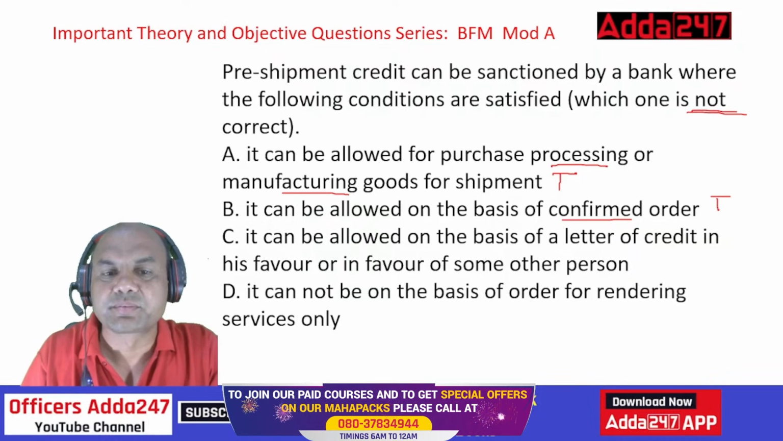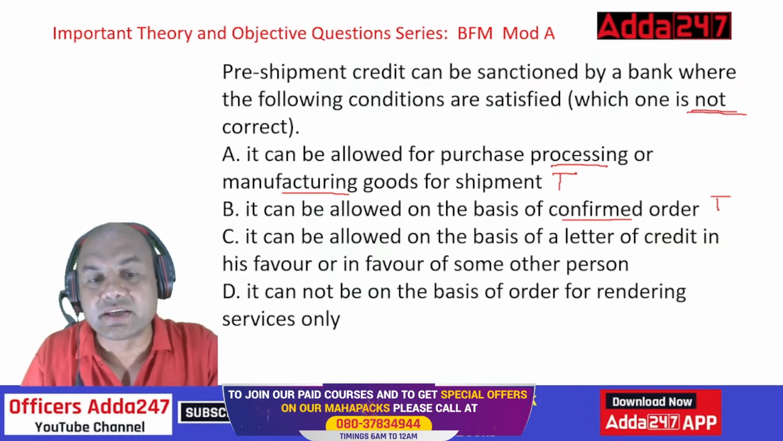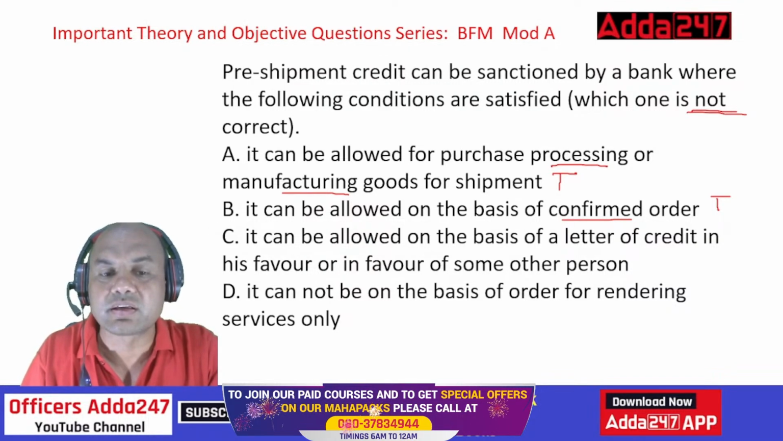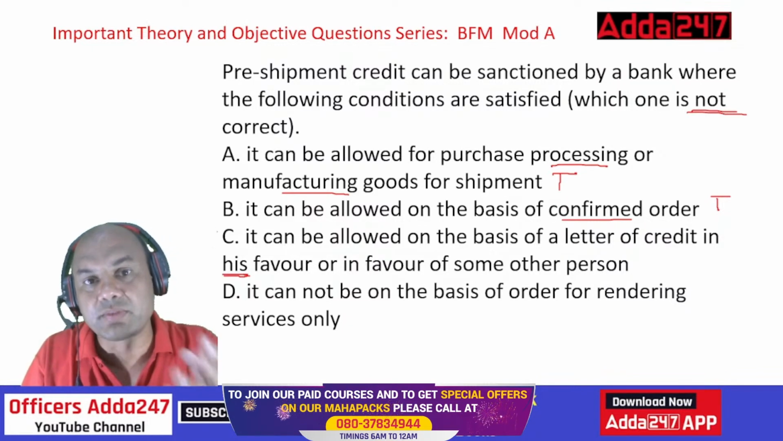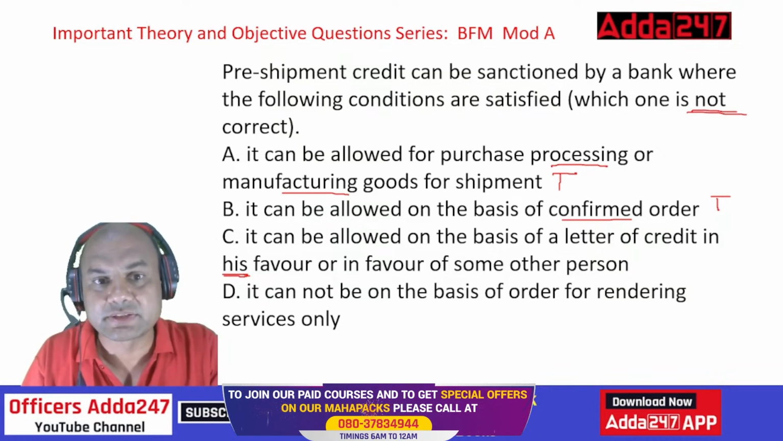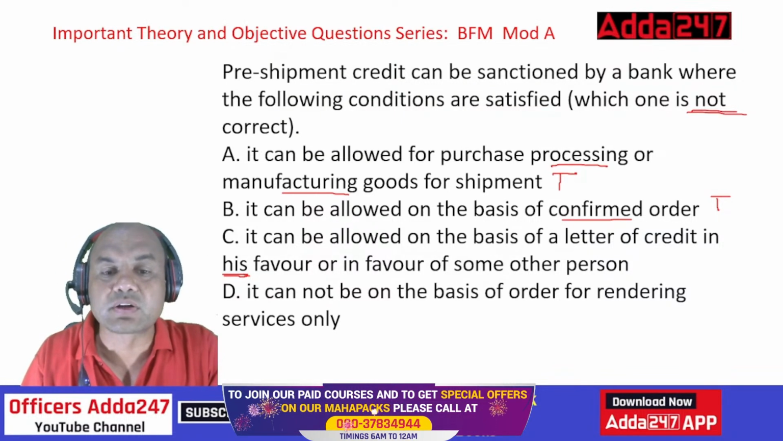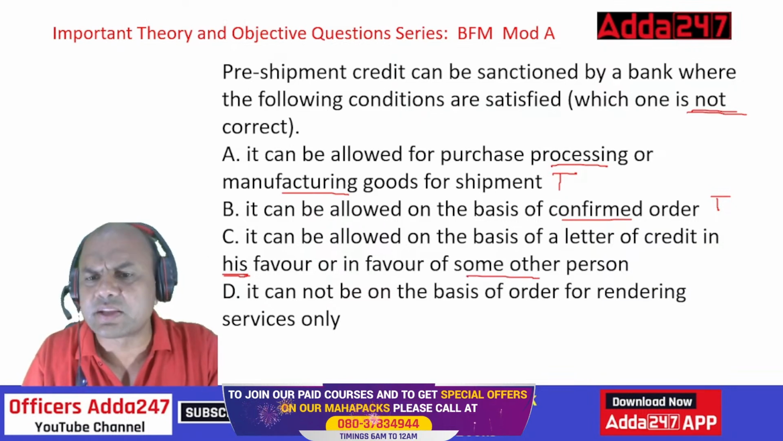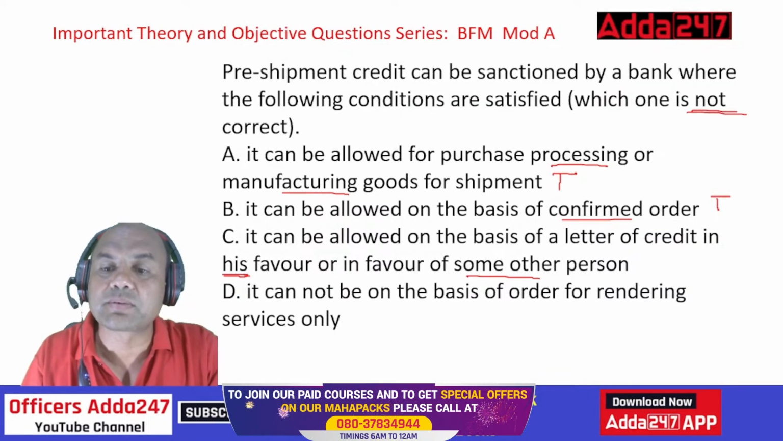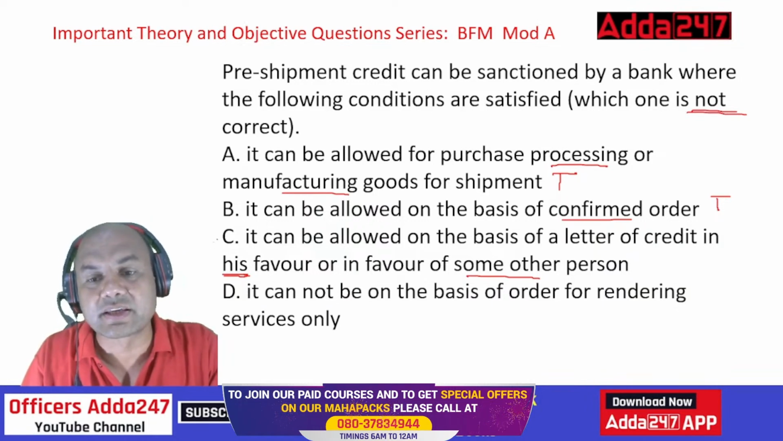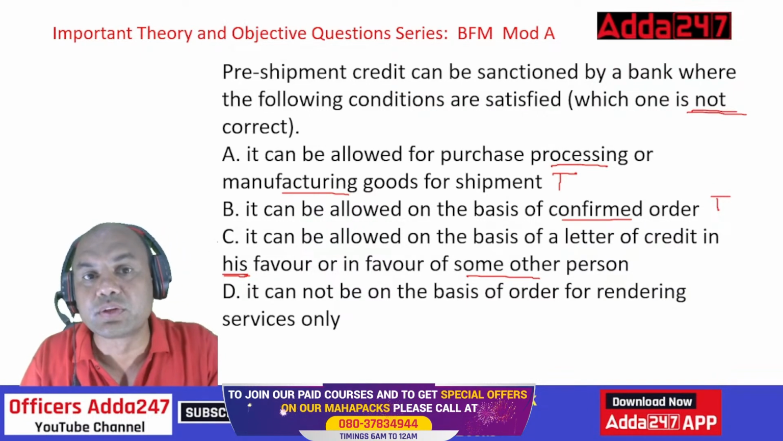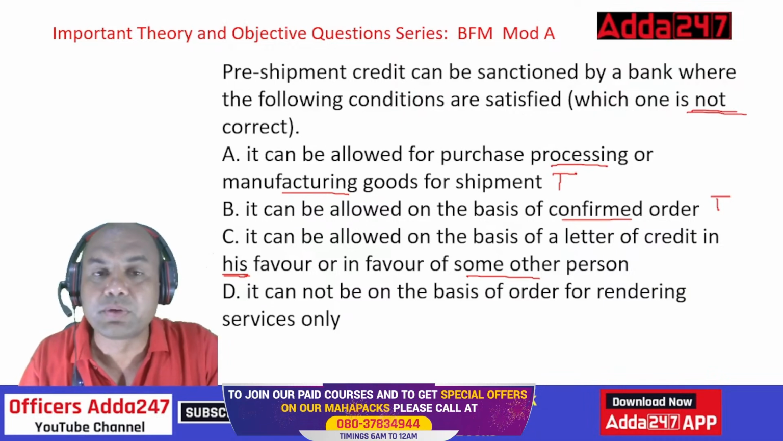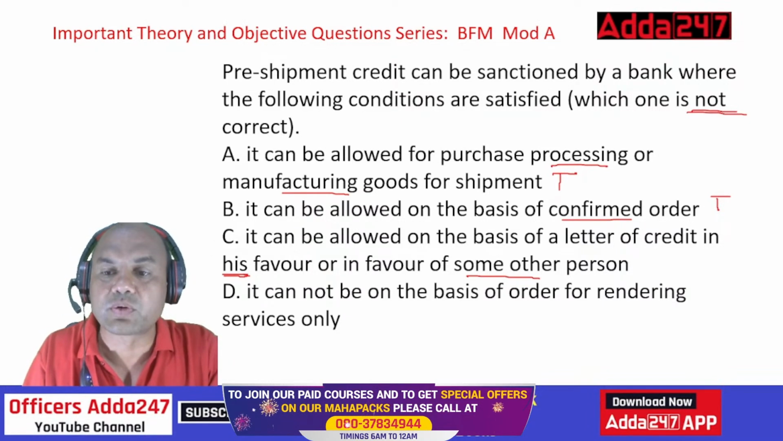Next one, it can be allowed on the basis of LC in his favor, his or her. Never be gender biased now. It can be a female. Female can be a big entrepreneur now. We have seen many examples. So, credit in his or her favor or in favor of some third party. That is also allowed. Third party means some other person. This is known as transferable LC. This is a case of transferable LC only. So, in this case also, we are allowing this pre-shipment finance. But that is only to the level number 1. Beyond level number 1, we are not allowing. So, this is also true.